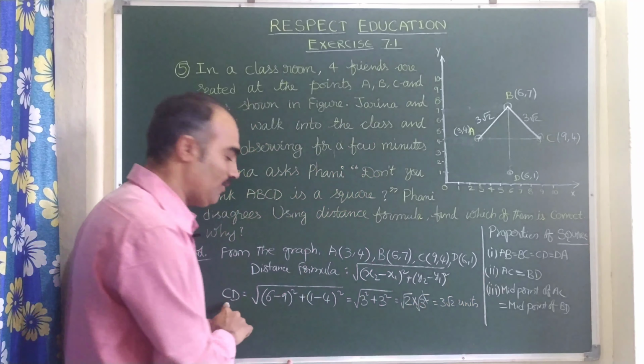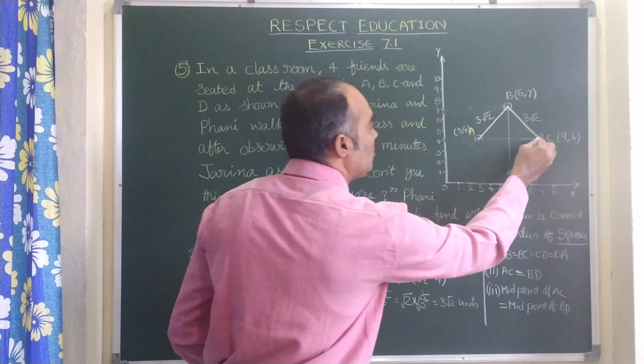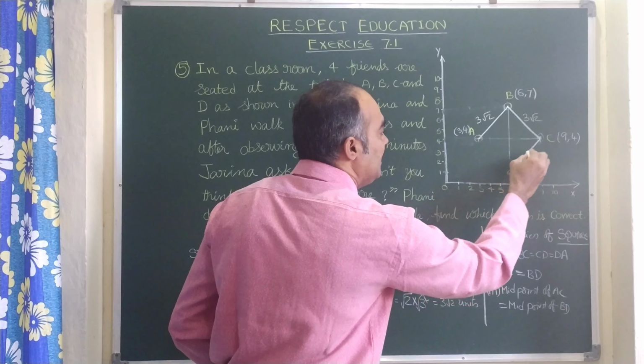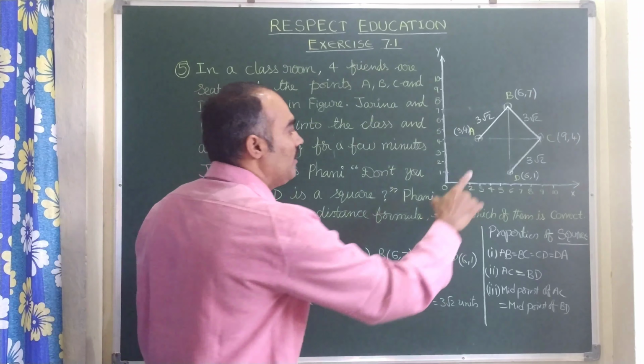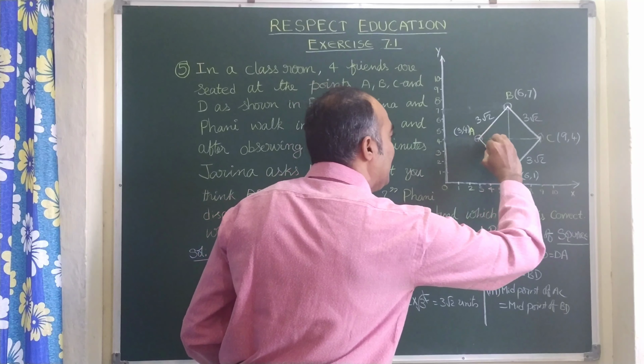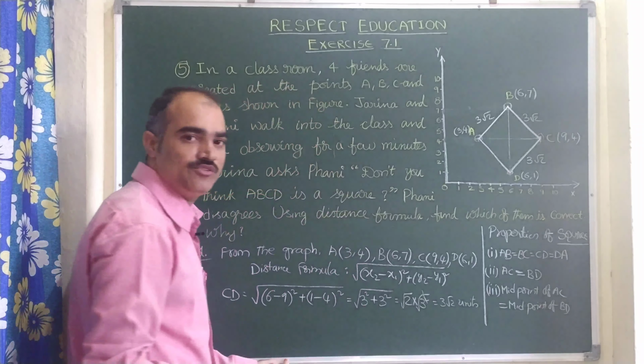So here we found CD. CD is also 3 root 2 units. Right? Now we are going to find DA, the distance between D and A.